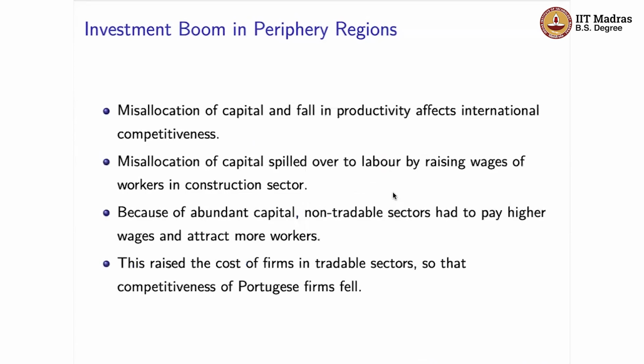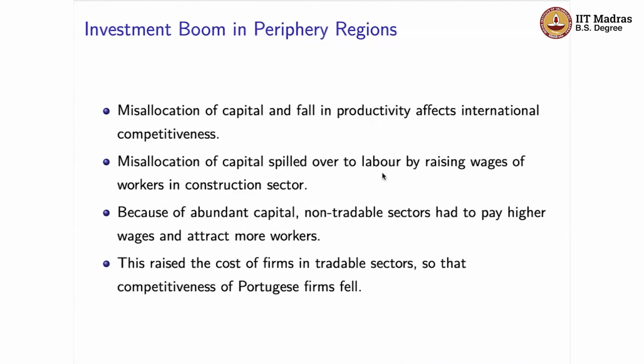Now, why do we care about this? Well, the reason is that if you have a lot of misallocation of capital across different uses, and as a result a fall in total productivity, that affects how competitive you are at an international level. So that's one thing, that the export sector was actually harmed as a result of this misallocation. But it's not just that the external sectors were affected, right? If you have a misallocation of capital across different uses, that also leads to misallocation of labor.